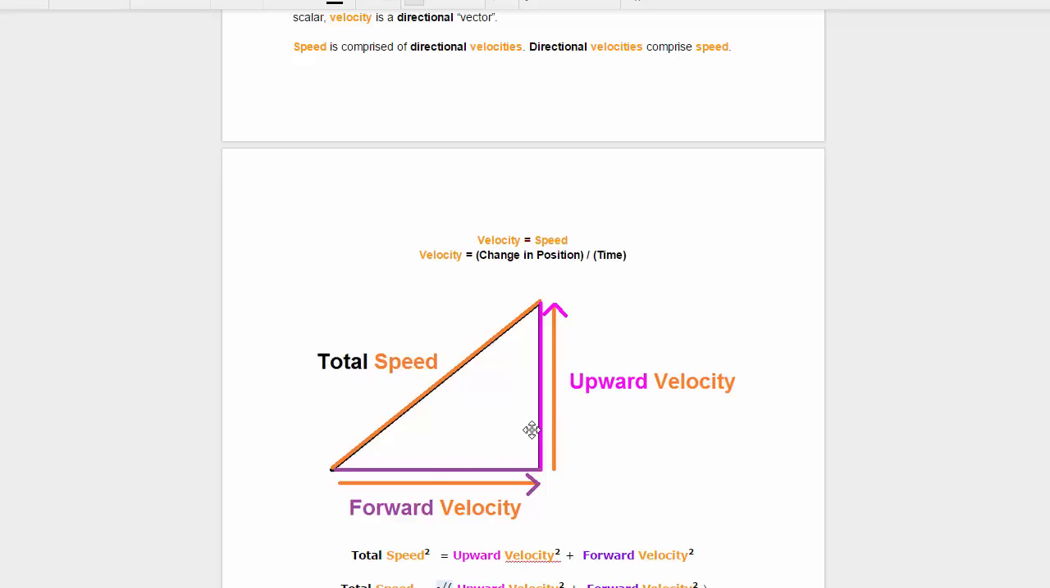Purple, pink, blue, the directional spectrum. Pink is up, forward is purple. I know these are a lot of colors to memorize or whatever. You don't need to memorize them. It'll make more sense over time.